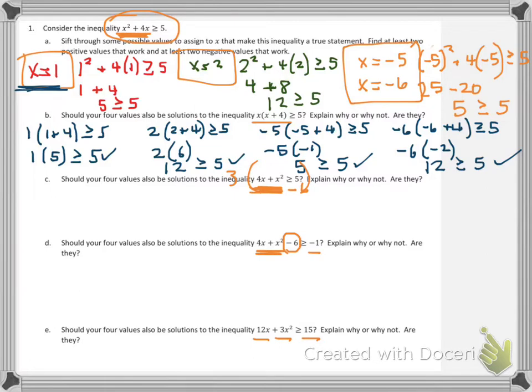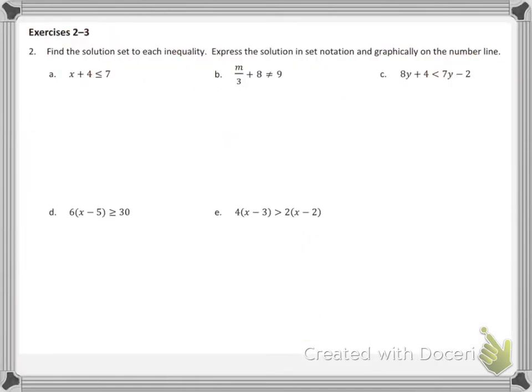Okay, so using the properties of inequality and the properties of equality and commutative property and distributive property, we can see that they all are the same inequality. The statement looks a little different, but all of the solutions remain the same. All right, exercise 2, find the solution set to each inequality.